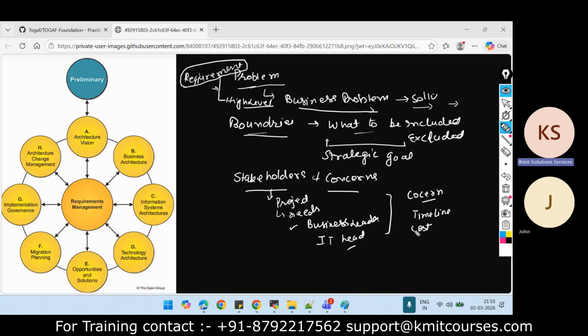You need to create some metrics to manage the expectation as per their needs, right? So what are the things? First, we identify the problem, right? What solution we are providing? What are the objectives? We are also identifying stakeholders and concerns, right?